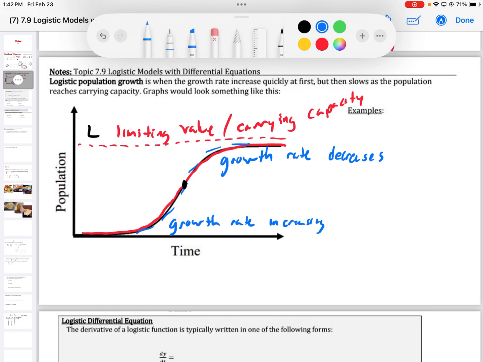So what would this point right here be called? The point of inflection, where concavity changes. It's concave up for this first half, then it's concave down for the second half. The second derivative changes signs, that's the point of inflection. That's the point T, L over 2. The special thing is this Y value will always be exactly half of the limiting value or the carrying capacity. So if this was 1 million, then the Y value here would be 500,000.